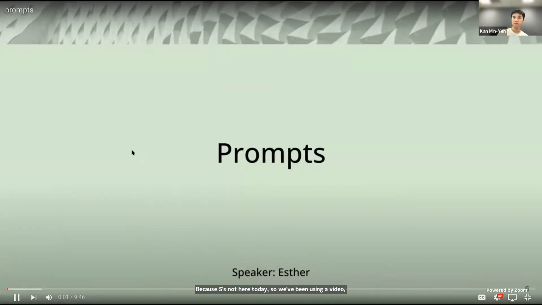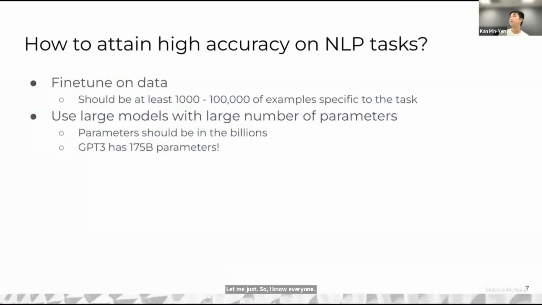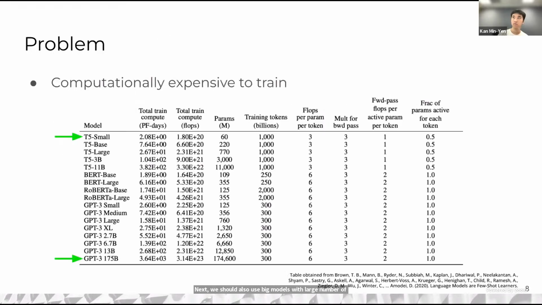Hello everyone, my name is Esther and today I'll be presenting on prompts. To start off, let's see what are some of the possible ways to allow for high model performance. First, we should train the model with as many data as possible. The more data points to learn allows for the model to understand the dataset better and hence perform better on a specific task. Next, we should also use big models with large number of parameters.